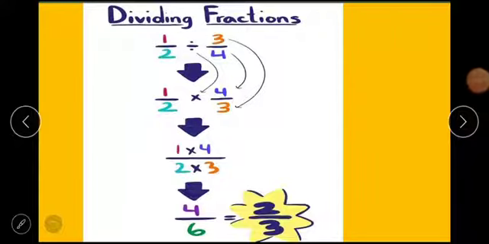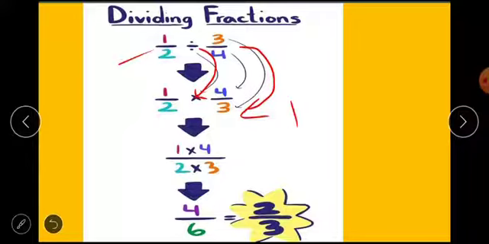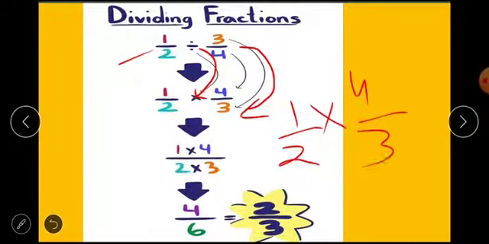So what we have to do in dividing fractions is take 1 by 2, convert the divide into multiply, and take the reciprocal of the next number, so 3 by 4 becomes 4 by 3. So how can you solve, students? 1 by 2 multiplied by 4 by 3. So 1 into 4 will be 4 and 2 into 3 will be 6. So this is your answer.